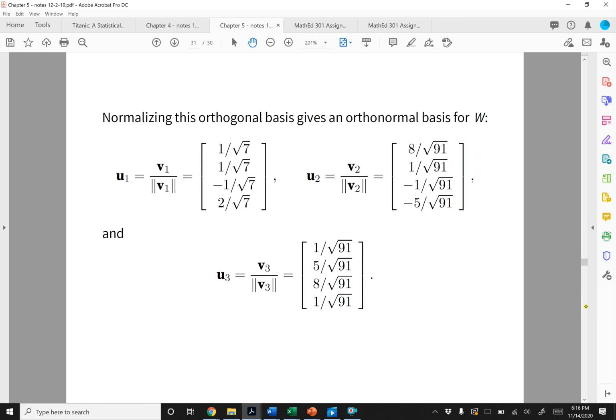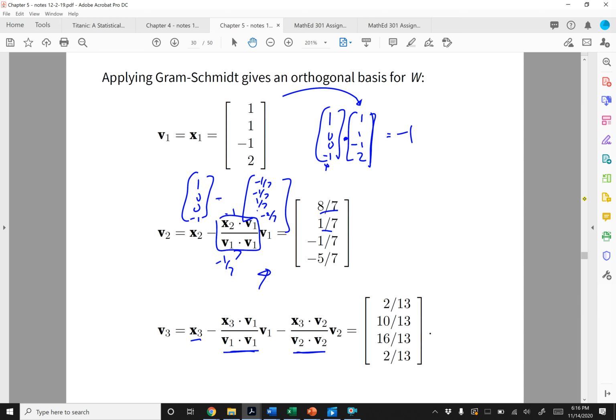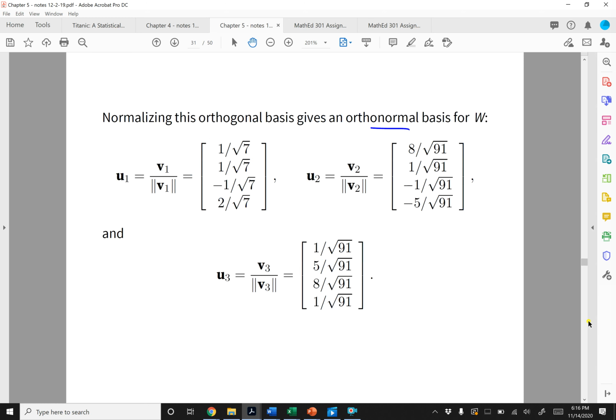Normalizing this orthogonal basis gives an orthonormal basis. So these vectors here, this isn't a unit vector, this isn't a unit vector, this isn't a unit vector. So you have to find the length of each of those and then divide, and make them unit vectors that way.